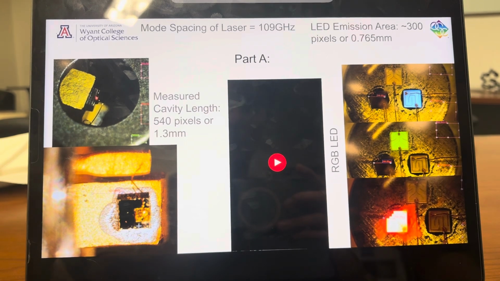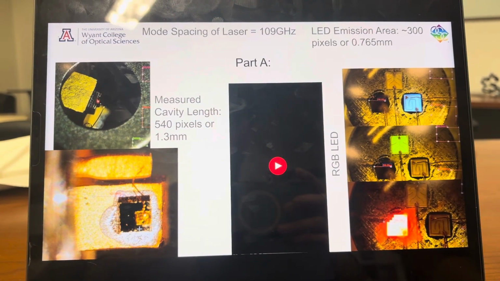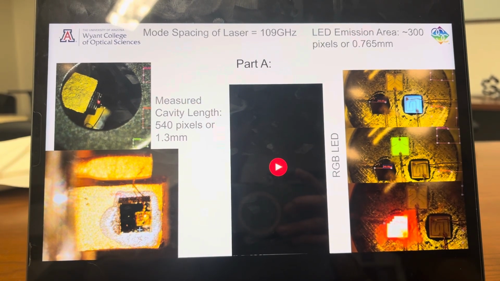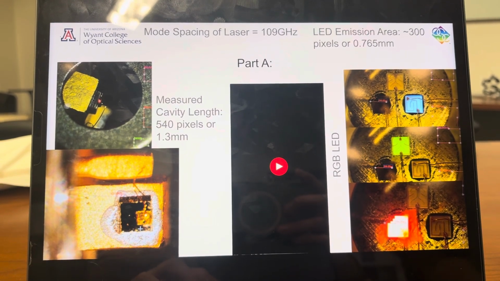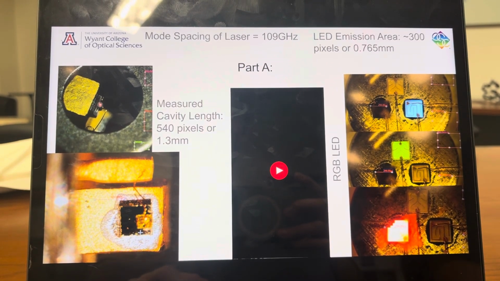Our measured cavity length was 540 pixels or 1.3 millimeters. And then this is our laser at a very low drive current.